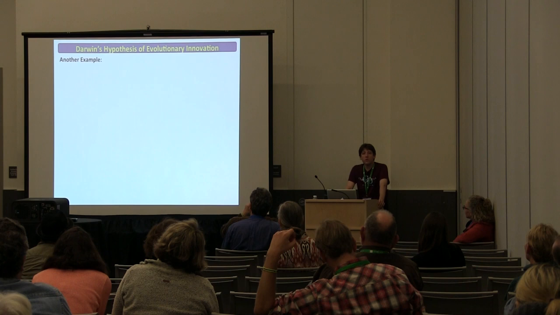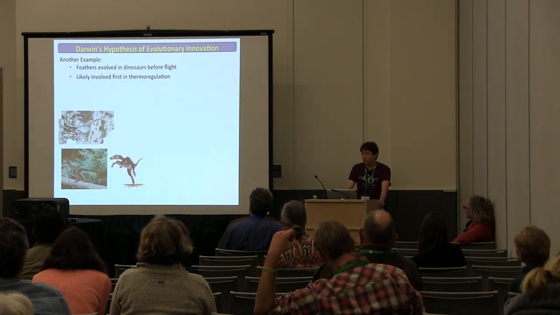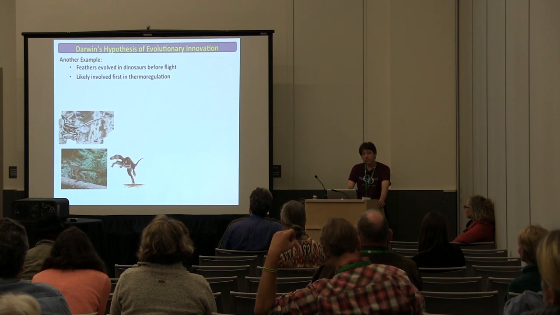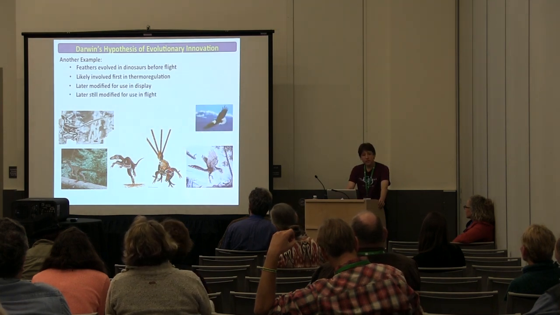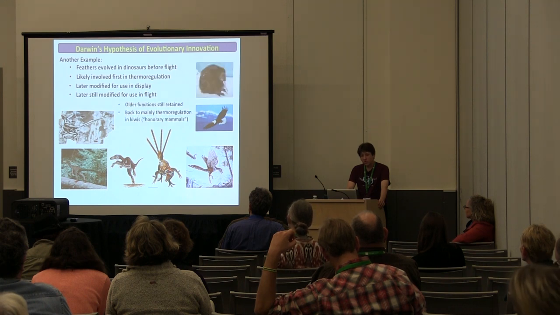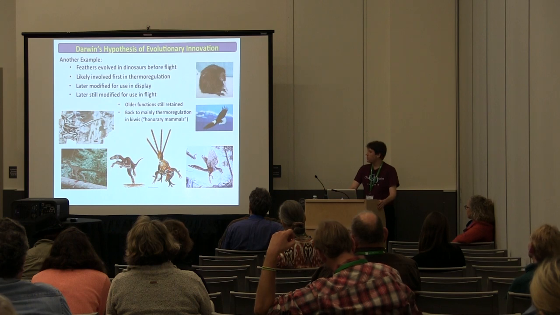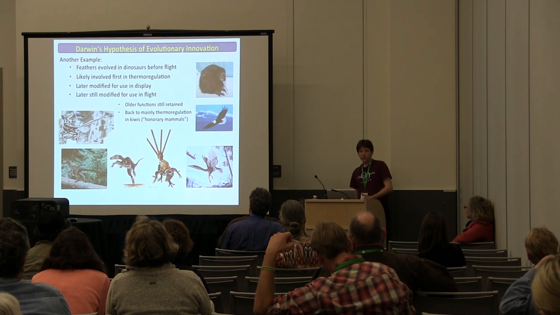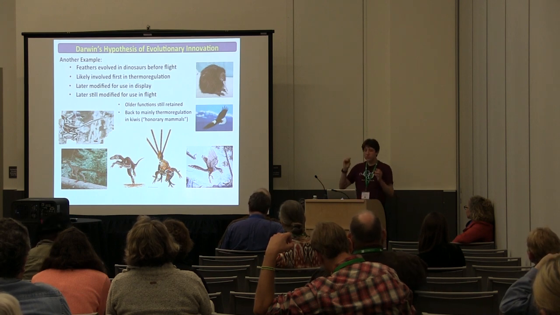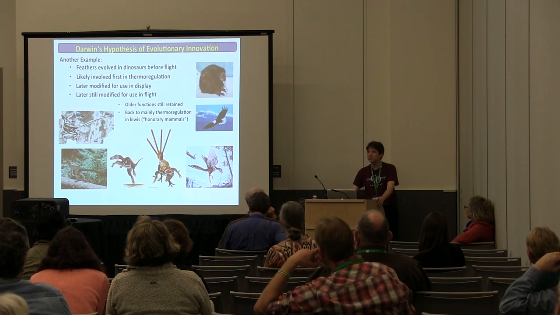So another example, probably the most famous one, is with feathers. So feathers evolved in dinosaurs long before flight did, and were likely involved first in thermal regulation. Then later, they were modified for use in display, and still later, for use in flight. But those original major functions were still maintained. Feathers are still used for thermoregulation and display, and in fact, if you look at the kiwi, feathers really only function for thermoregulation. In fact, kiwis, if you look closely at them, their feathers really are like fine hairs, and they're often referred to as honorary mammals as a consequence.